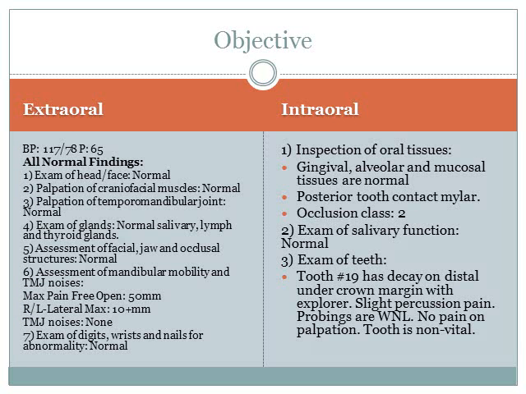For the objective exam, during the extraoral exam, all of his findings were within normal limits. He had normal blood pressure and pulse, normal findings of all the palpations of craniofacial muscles and temporomandibular joint, normal exam of glands, normal mandibular mobility with a normal opening, no joint noises were found. The intraoral exam also showed normal gingival, alveolar, and mucosal tissues, good posterior contact. He had a class 2 overbite, and salivary glands were within normal limits.